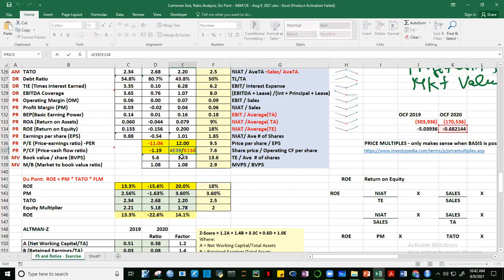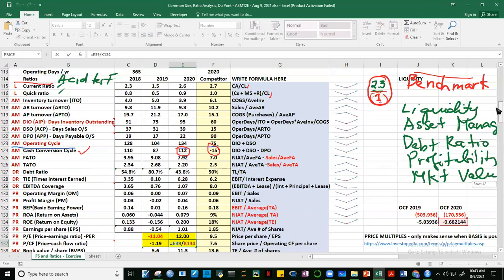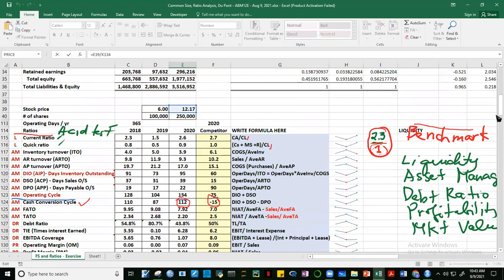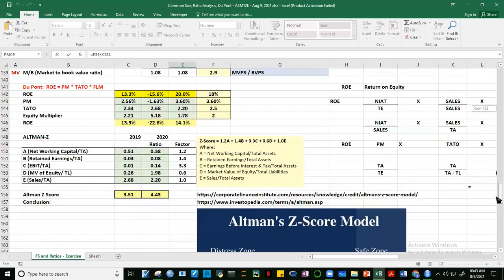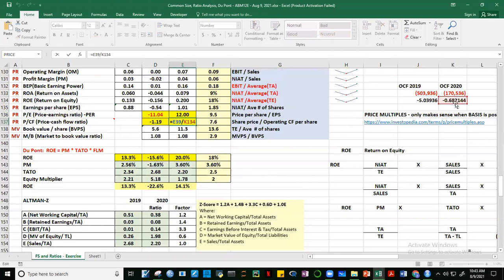So this one is the price, E39, which is 12.17, divided by the operating cash flow per share, which is this one. So it's 17.84. Let's just assume it's positive, for discussion purposes. What does 17.84 mean? It means that if you want this stock to give us 1 peso of cash flow per share, you will have to buy it at 17.84.